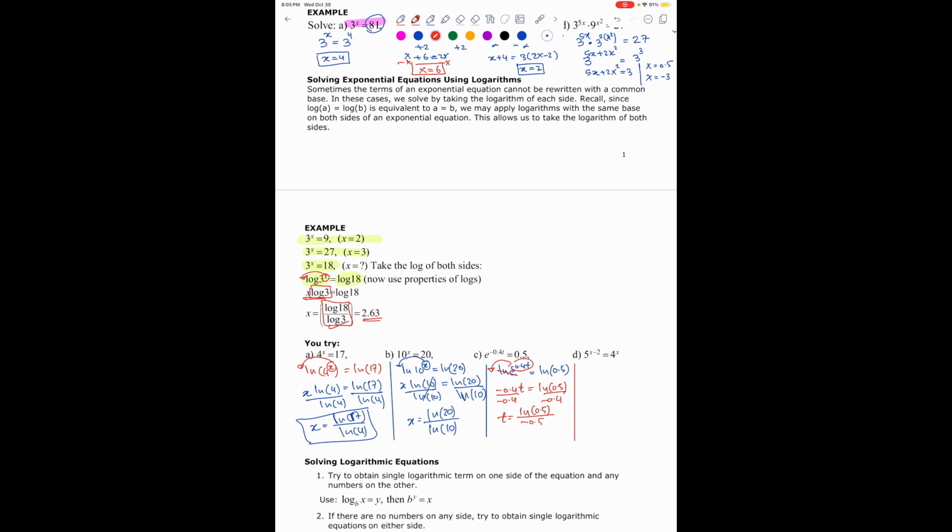Last but not least, we're going to take the natural logarithm of both sides. So natural logarithm of 5 raised to the x minus 2 equals natural logarithm of 4 to the x power. The power is going to come down. So we will have x minus 2 natural logarithm of 5 equals x natural logarithm of 4. What do we do here? We're going to first distribute the natural logarithm of 5. And we're going to have x natural logarithm of 5 minus 2 natural logarithm of 5 equals x natural logarithm of 4.